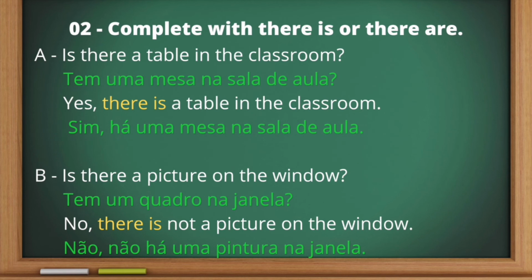2. Complete with there is or there are. A. Is there a table in the classroom? Yes, there is a table in the classroom. B. Is there a picture on the window? No, there is not a picture on the window.